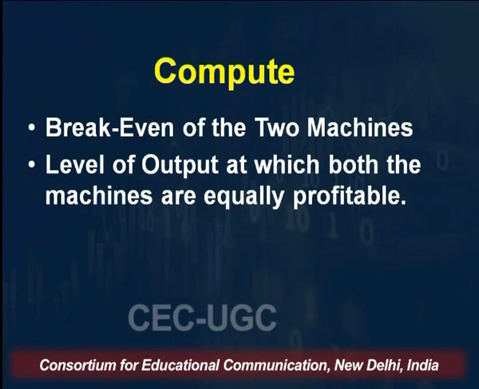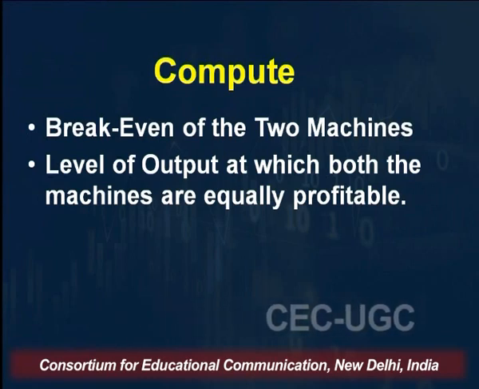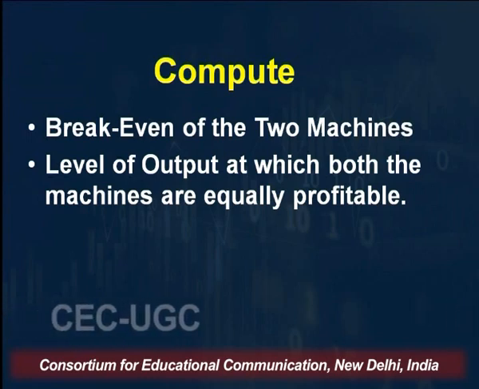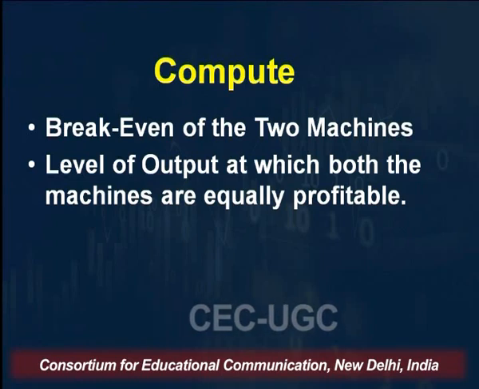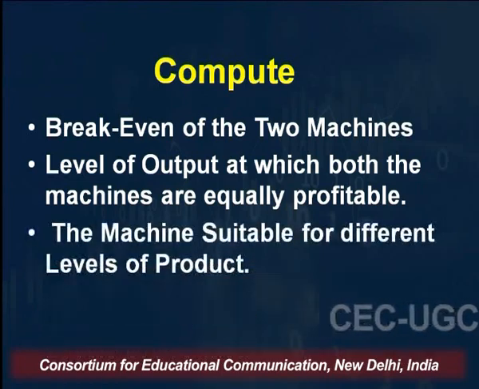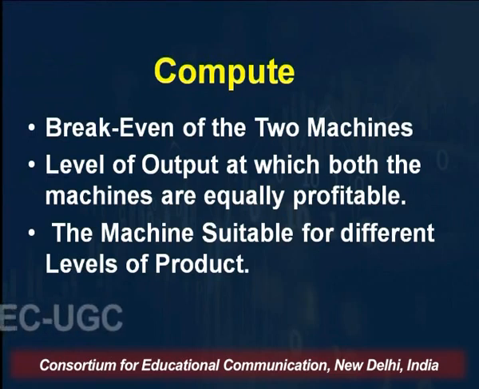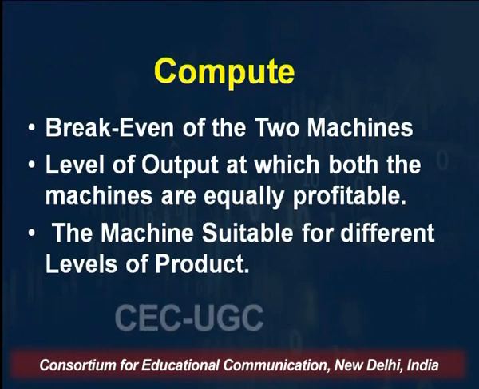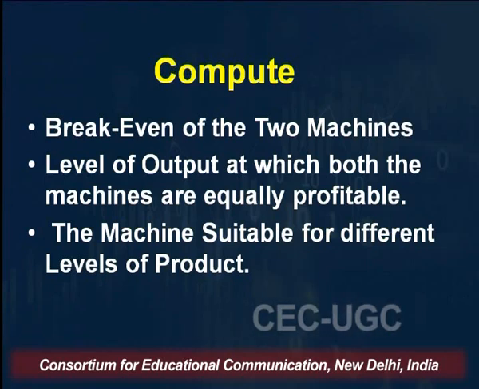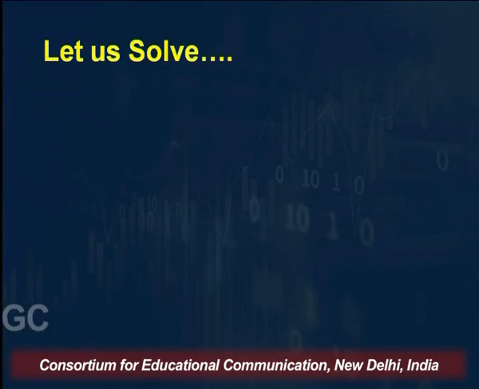The question is not clearly indicating that you have to calculate cost indifference point. Rather it is telling you the trait of CIP, that is the level of output at which both the machines are equally profitable. So let us calculate. And then obviously we have to give a suggestion, the machine suitable for different levels of production. Which machine will be suitable for different levels, that I'll discuss when I'll be telling you about the decision making process. So let us solve.